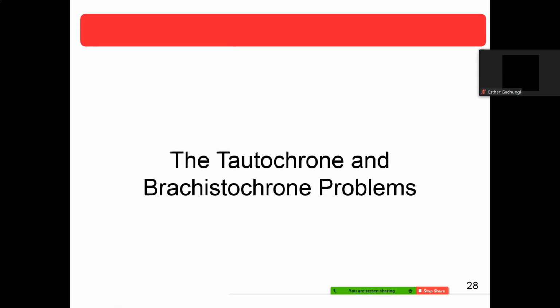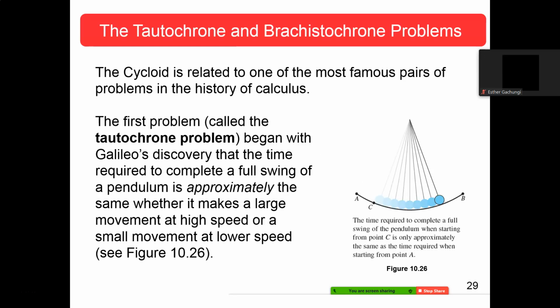Now, if that wasn't enough, flip over to page 706 and you hit the tautochrone and brachistochrone problem. If you thought cusps were bad, these are equally bad. The cycloid is related to one of the most famous pairs of problems in the history of calculus. The first is called the tautochrone problem, I think is how you pronounce it.